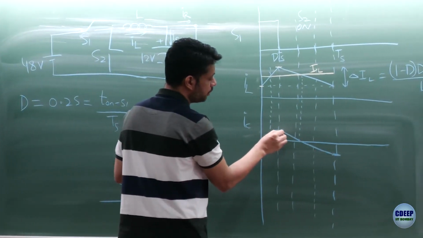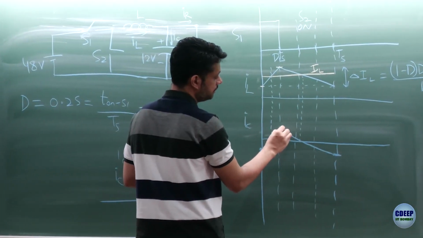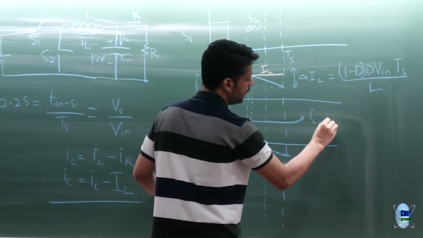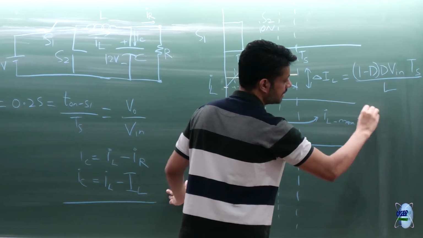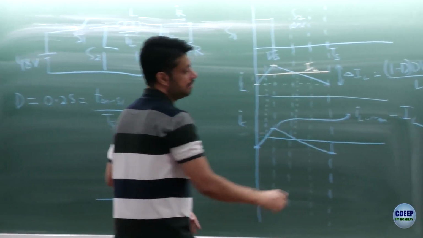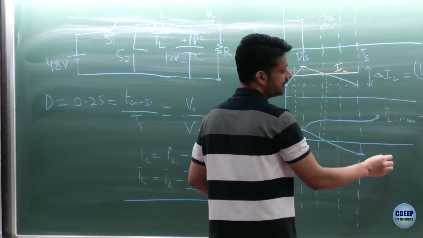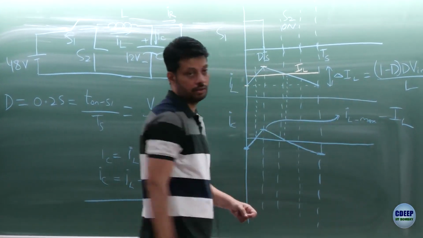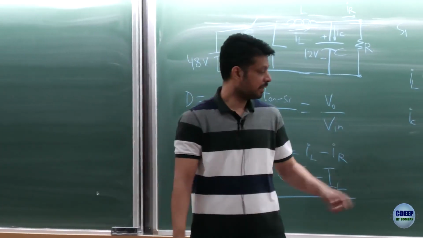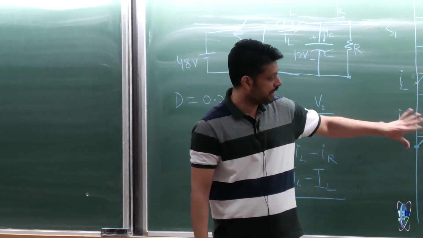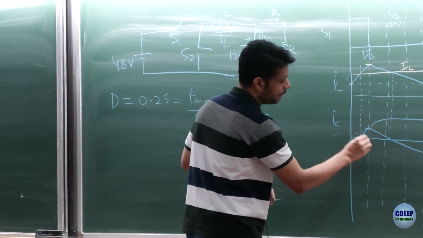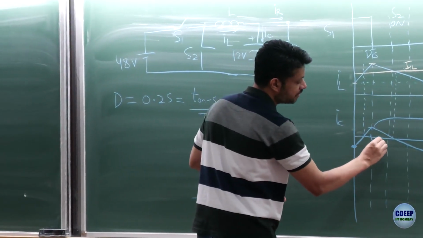What is this point? This is nothing but IL max minus capital IL. Where IL max is nothing but equal to capital IL plus delta IL by 2. Similarly, you know the minimum point also. So, you know these points, you know all the y-axis points. This point where the capacitor current is at peak is D times Ts.